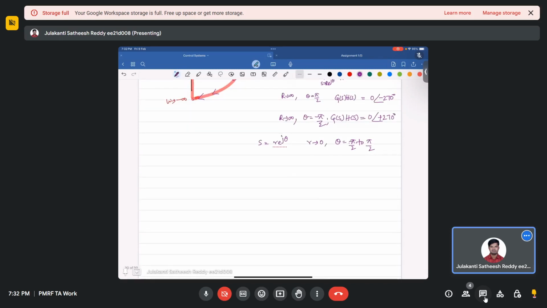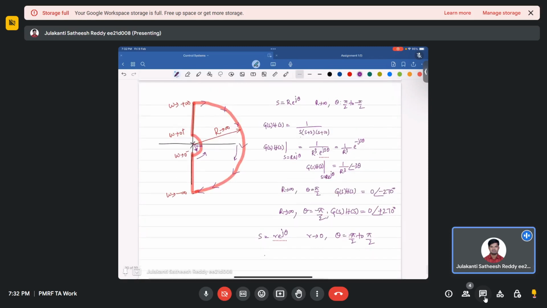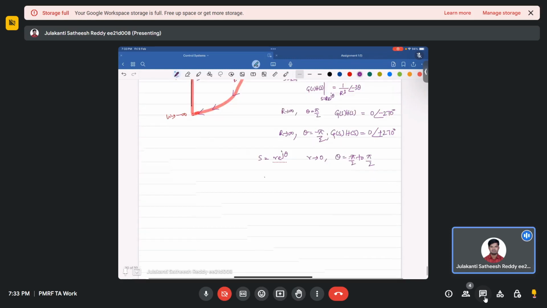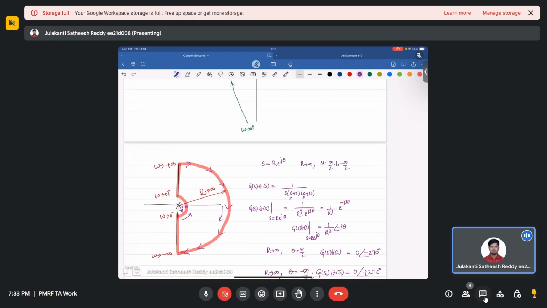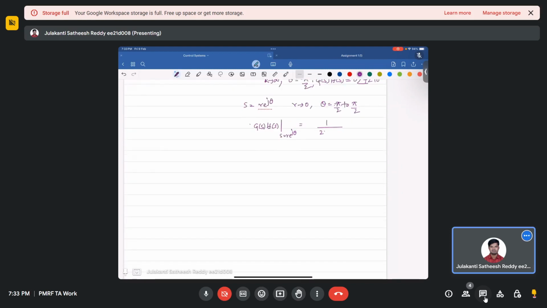Now, what about g of s, h of s? See, when small r tends to 0, these components will be very, very small, right? S plus 2 will become close enough to 2, s plus 10 close enough to 10. So now g of s, h of s at s equals small r e power j theta will give 1 by 2 into 2 into 10 into s. That means it is 20 s. S is nothing but 20 r e power j theta.